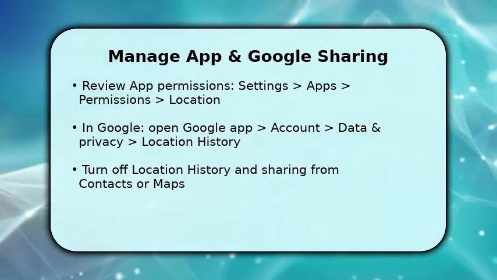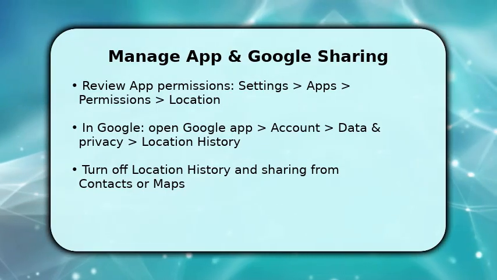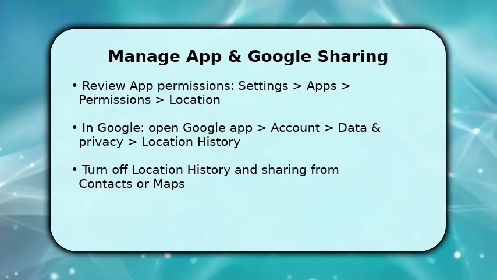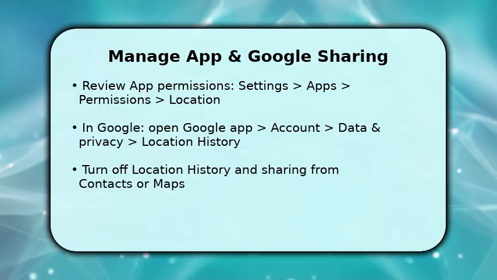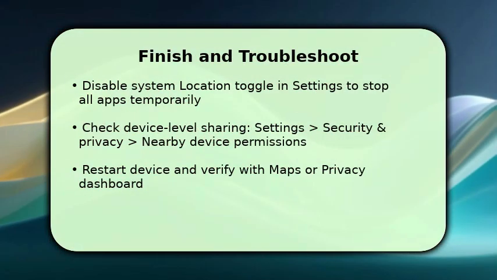Also open Google Maps, tap your avatar, go to Location Sharing and remove any people or devices. These steps cut off app level and account level sharing simultaneously. Finish by deciding if you want location off system-wide.